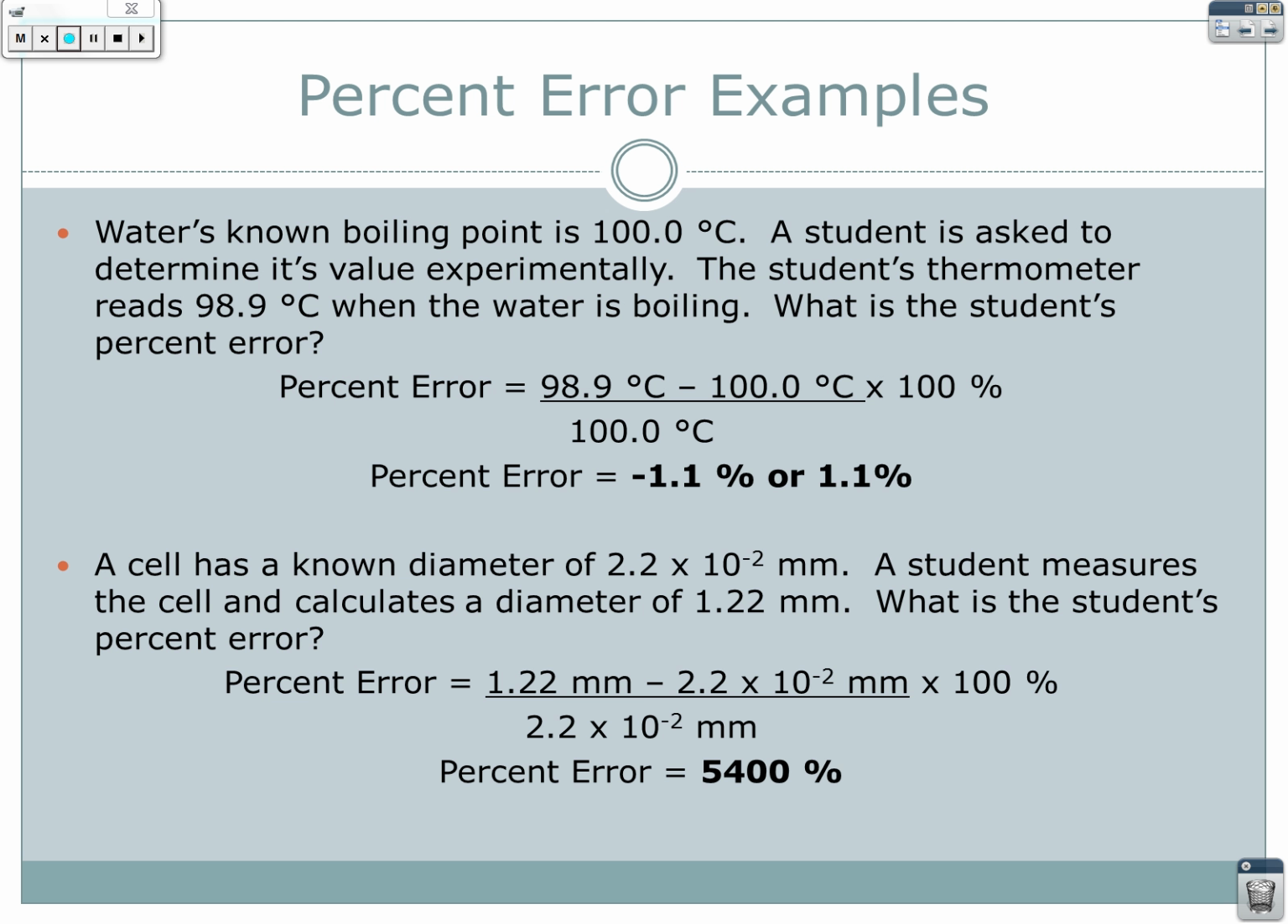I chose these two examples because I wanted to talk to you about how important percent error is. In that first example, where we're talking about water's boiling point, the difference between 100 and 98.9 degrees Celsius is only 1.1 degrees Celsius. The difference in the cell experiment, between 1.22 millimeters and 2.2 times 10 to the minus 2 millimeters, is 1.198. So we're looking at two very small differences, 1.1 and 1.198, and yet they yield two completely different percent error values. And that's what's important about percent error.